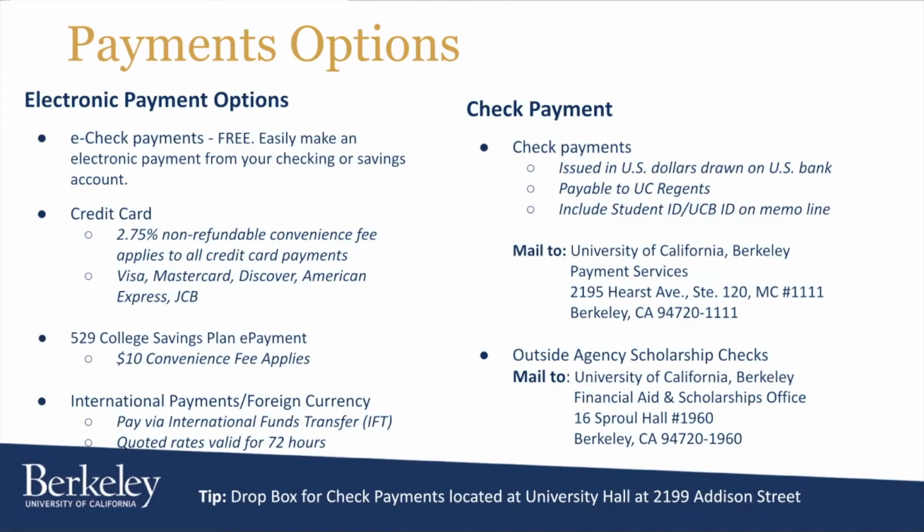Credit card: there is a 2.75% non-refundable convenience fee, which will be applied to all credit card payments. UC Berkeley accepts Visa, MasterCard, Discover, American Express, and JCB. The $529 college savings e-payment option: please note that there is a $10 non-refundable convenience fee that will be applied to all electronic $529 payments.